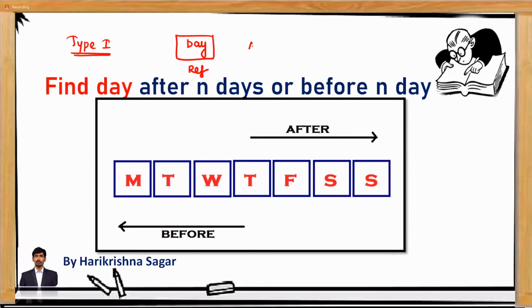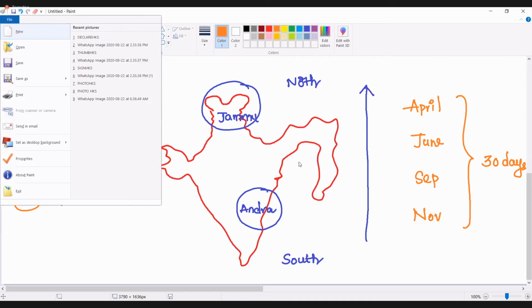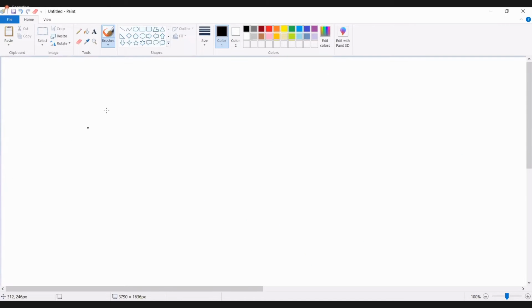They will be asking us to find out what the day is after n days, or what the day is before n days. This is the question we are going to see. How can we tackle this question? I will take a very simple example, and we'll come back to the concept again. For example, the question is: August 28th, 2020 is Friday.